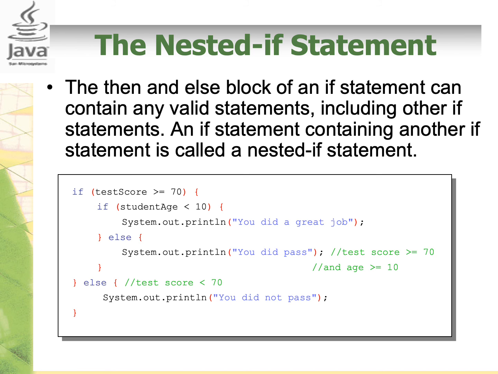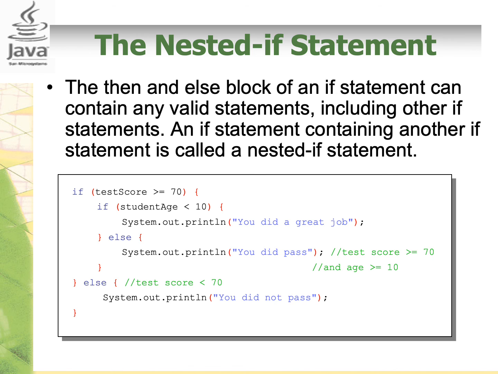Let's look at this example code. In the first if, it checks if the test score is larger or equal to 70. If this is true, it will go to the next line and execute another if statement. If this is false, it will go straight to the else part and display you did not pass.